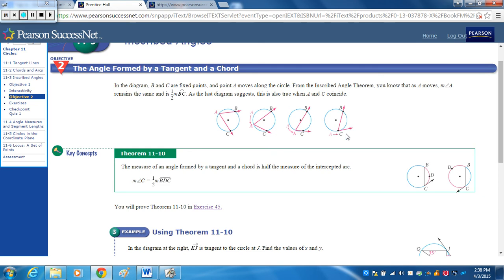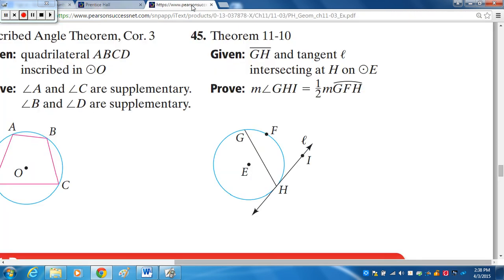And so as a result, whether the angle is inscribed like you see on the first three pictures, or whether it's on the circle with the tangent line like you see right here, the measure of this angle is going to be half this intercepted arc. Now, as I began to think about that, in your textbook on number 45, they actually ask you to prove why that would have to be true.